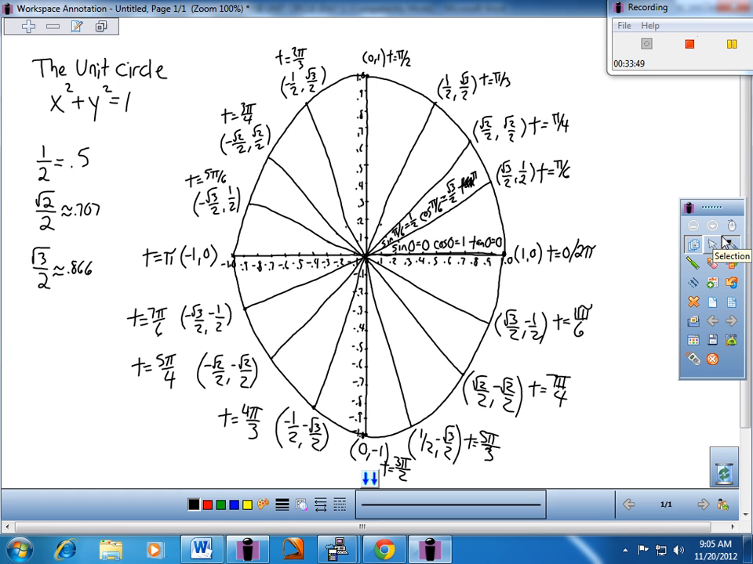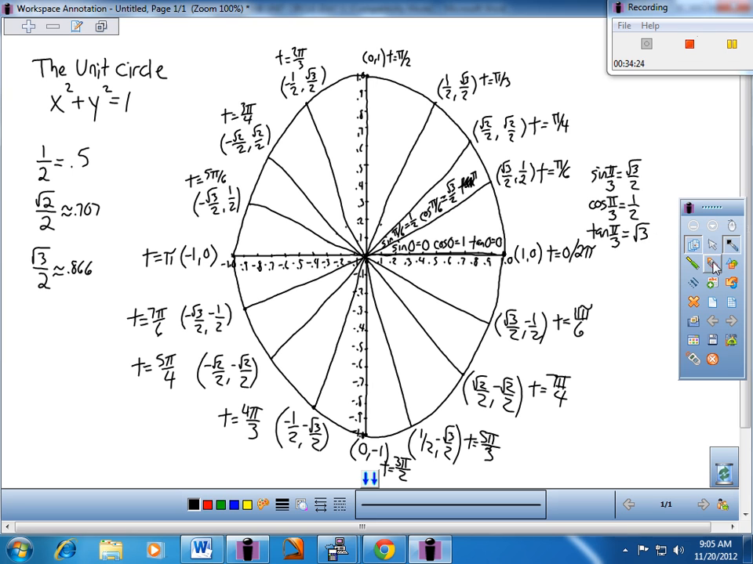Next one, let's do the pi over 3. Sine of pi over 3, everyone, as you can see, is square root of 3 over 2. Cosine of pi over 3 is 1/2. And tangent of pi over 3, now this, you would get y over x. Same thing, the 2's would actually cancel, and you get root 3 over 1, which of course is just root 3. So tangent of pi over 3 is just root 3.